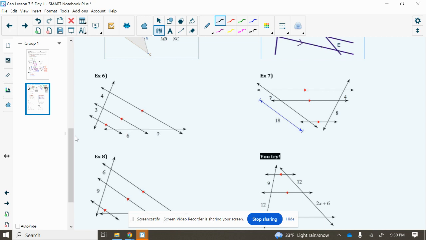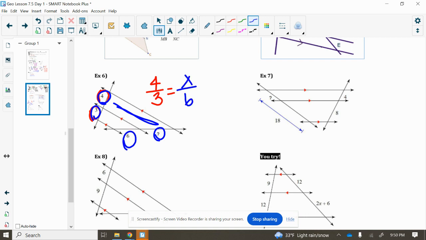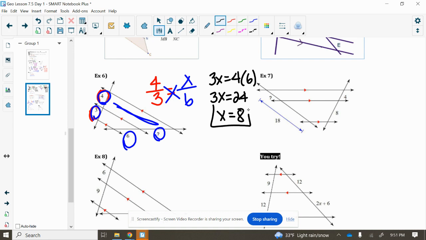So for instance, in number 6, we have 4 over 3. It doesn't matter if we do 4 over 3, or we could have done 3 over 4. That's going to equal, then, if we went top to bottom here, we'd have to go top, the side across from that, to bottom here. So X over 6. Cross multiply and solve, we have 3 times X equals 4 times 6, which is 24, and divide by the 24. Our missing side length is 8 this time.